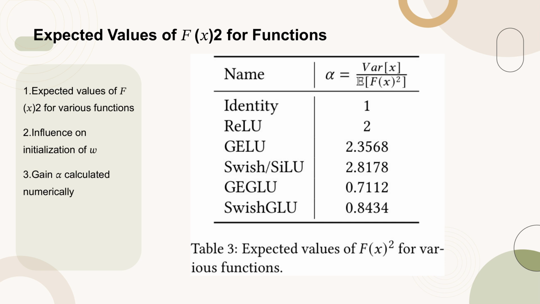Table 3 presents the expected values of x^2 for various functions, which are crucial for the initialization of weights in the group rational KAN, GRKAN, layer. These expected values directly influence the variance-preserving initialization process, ensuring consistent activation scaling across layers. The gain alpha, calculated numerically, is used to initialize from a normal distribution, maintaining the stability of the network. This table is essential for understanding how different functions affect the initialization of weights in the GRKAN layer, contributing to the overall stability and performance of the network.